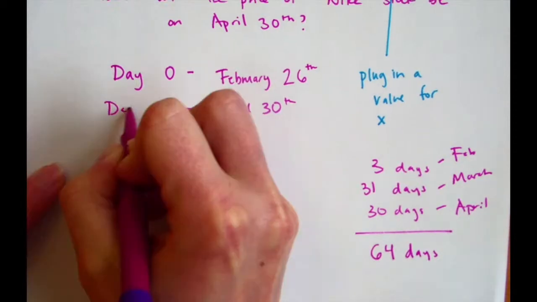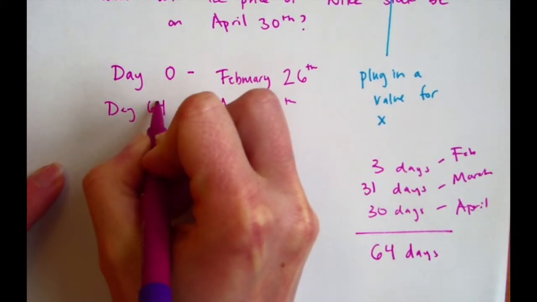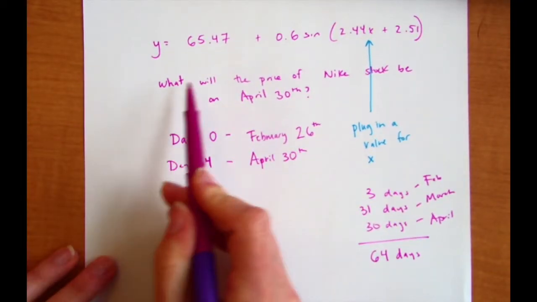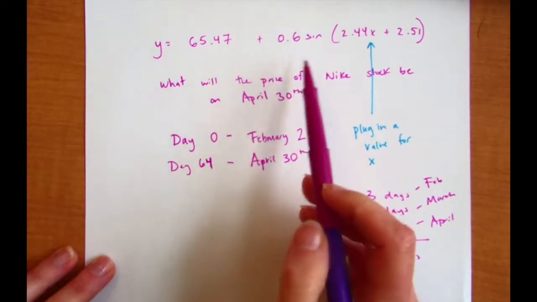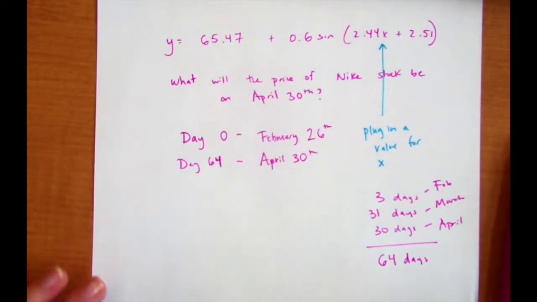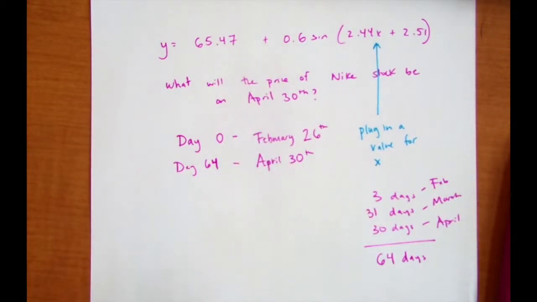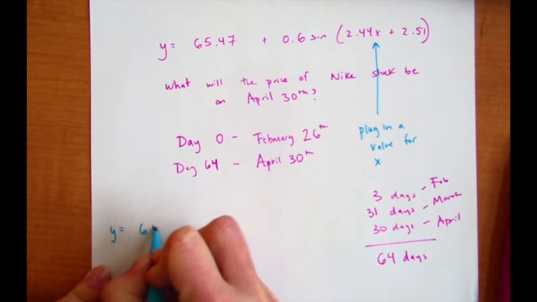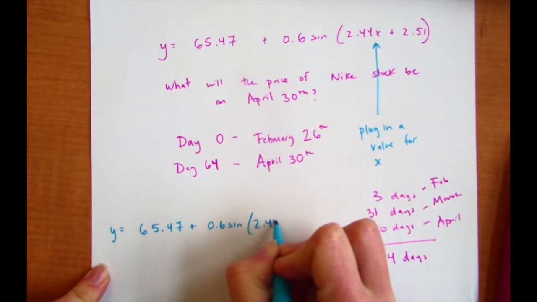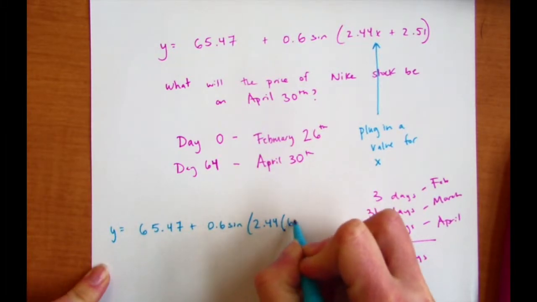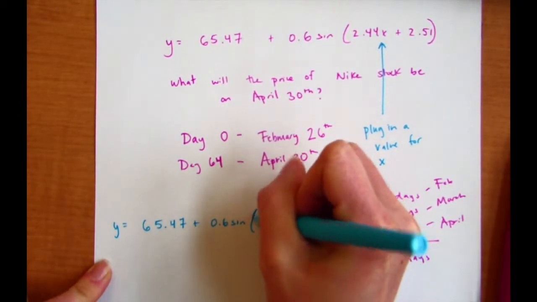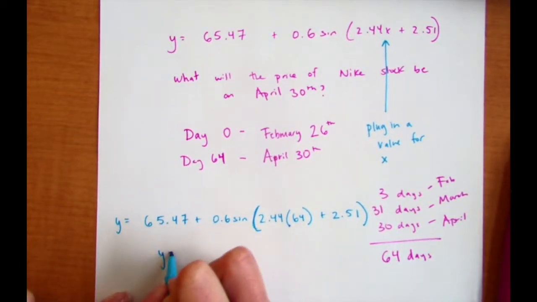That's probably the trickiest part. Now what I'm going to do is predict what the output, or what the price, will be with the input of 64 days. I'm going to rewrite this whole equation, but I'm going to replace the x with 64. Times 64 plus 2.51. So now I have this whole long thing. My calculator will do the rest of the work for me if I go ahead and plug it in. So I'm going to do that now.